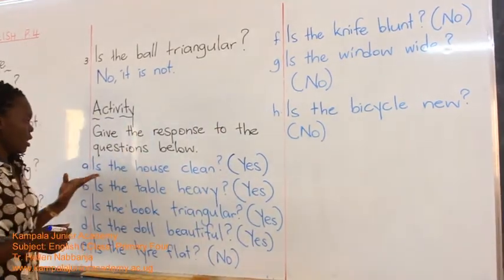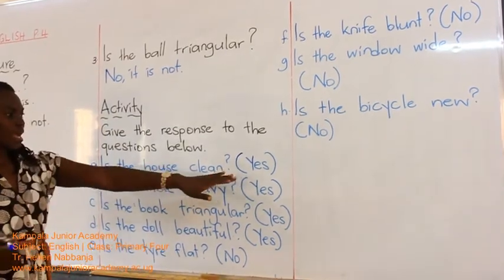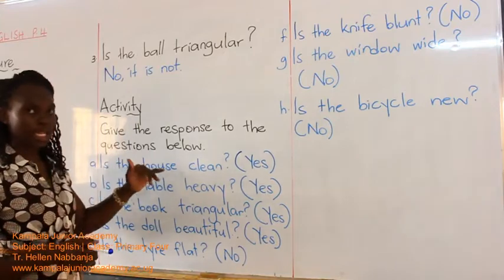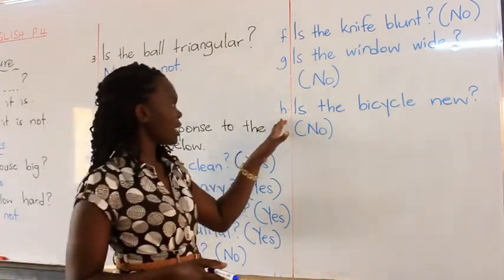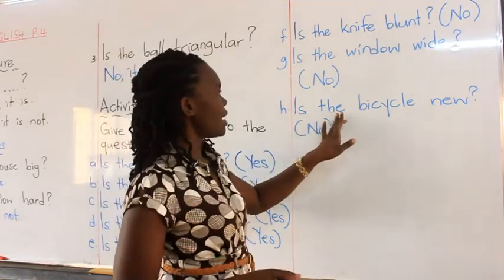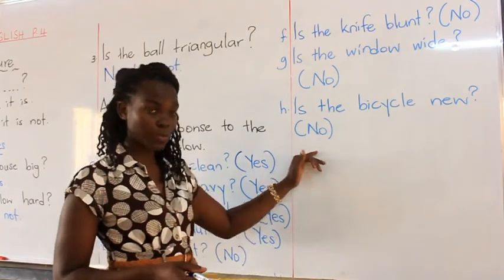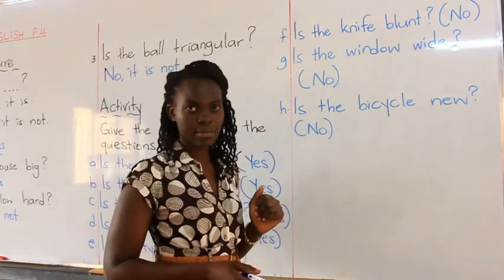So, like number 1, it says, is the house clean? The guiding answer is yes. So I expect you to say, yes, it is. Then I come to this last number here. Is the bicycle new? The guiding answer is no. What do I expect from you? No, it is not. Okay?